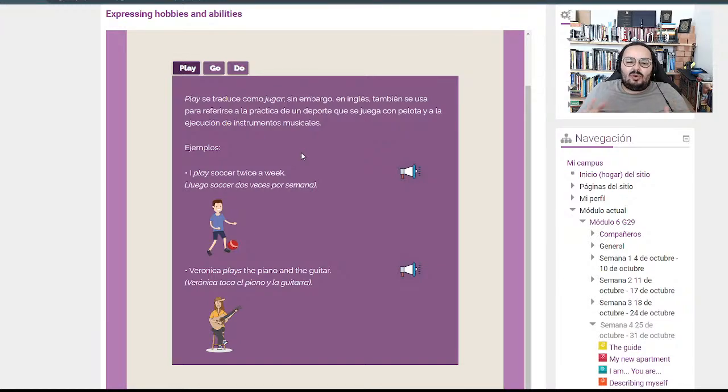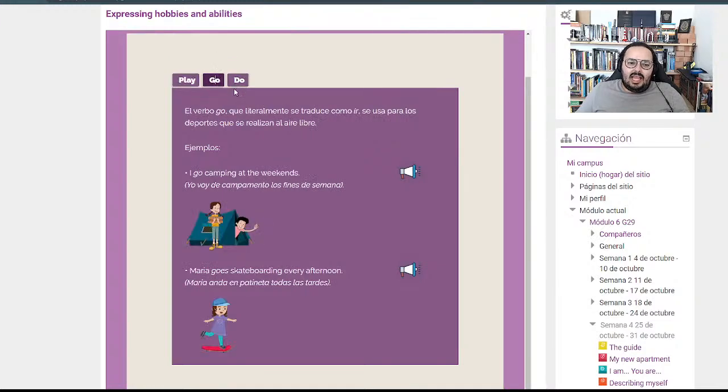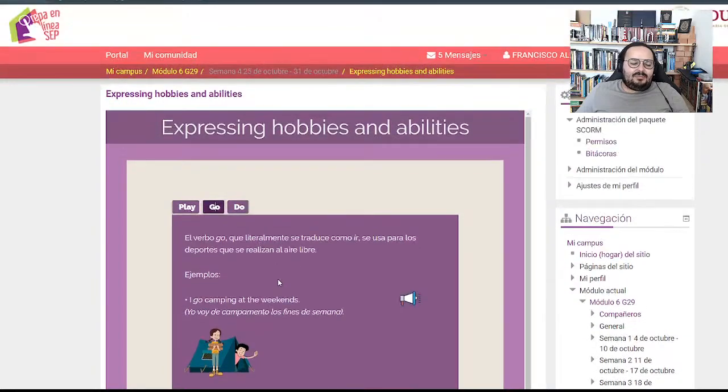Play se puede utilizar como jugar a la pelota, play sports, jugar algún deporte, o tocar algún instrumento, play an instrument. El verbo play se usa para hablar de deportes o instrumentos. Go, que literalmente se traduce como ir, se usa para los deportes que se realizan al aire libre. I go camping, Maria goes skateboarding. Yo voy de acampamento, María patina. ¿Ok?